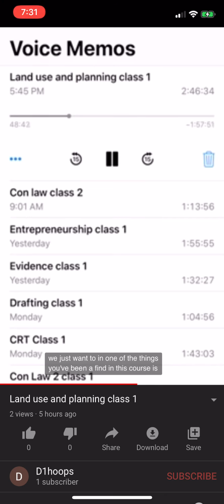And one of the things you're going to find in this course is I'm going to push a lot on assumptions. There's a lot of assumptions that get tossed around in the land use area, and I'm going to push on them a fair amount, to say, well, is that always the way it is?